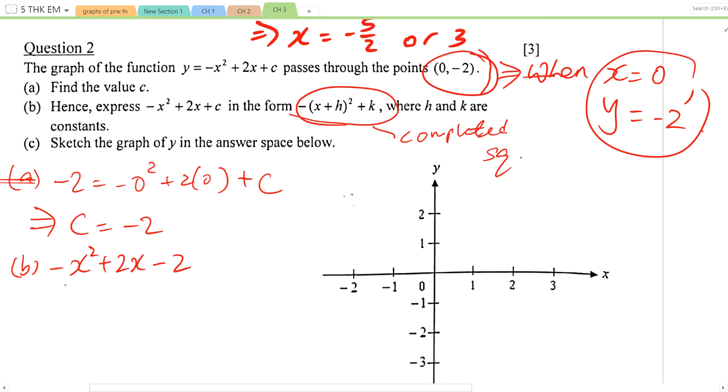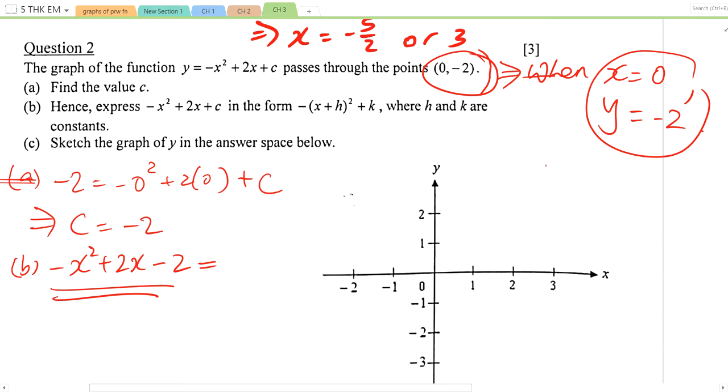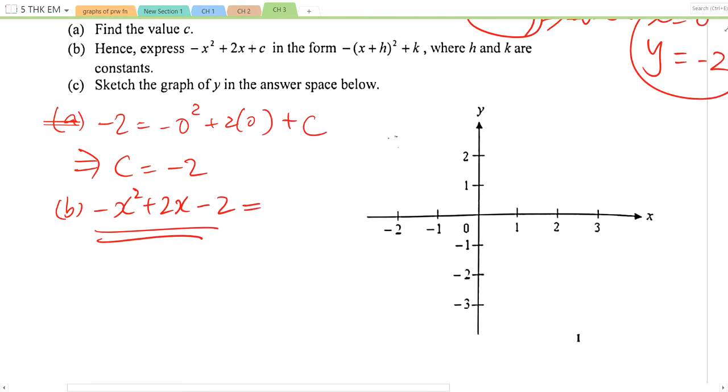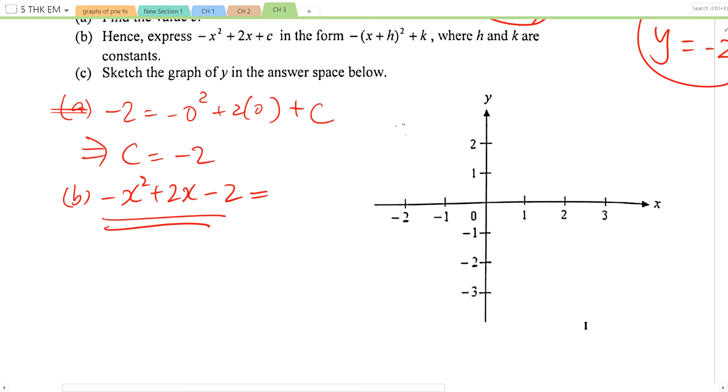Okay, so I want to rewrite this to become, over here, negative (x plus h) squared plus k. When I taught you how to complete the square, I mentioned the coefficient of x squared must be... What must the coefficient of x squared be? What must it be? 1. It must be 1 before you can complete the square.